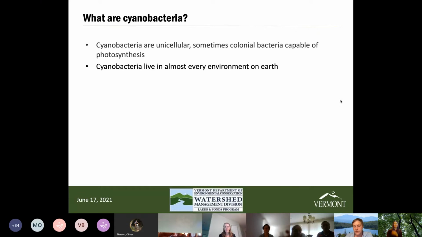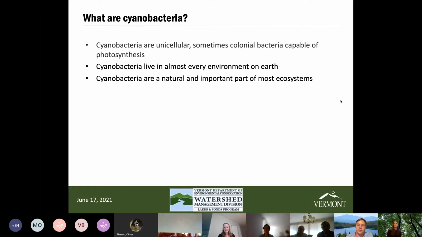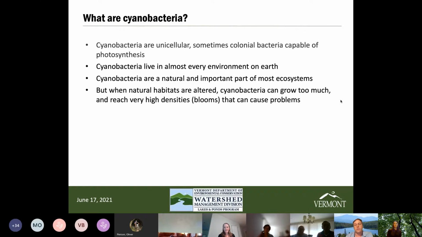Cyanobacteria live in almost every environment on Earth, and they are a natural and an important part of most ecosystems. So I say this because it's not always a cause for concern if there's a little bit of cyanobacteria present in your lake, because there are cyanobacteria present in every lake. Where they start to cause problems, though, is when habitats are altered. Situations can arise where cyanobacteria grow too much, and when they reach very high densities, which we call blooms, that can cause a variety of problems. Which we'll go into.